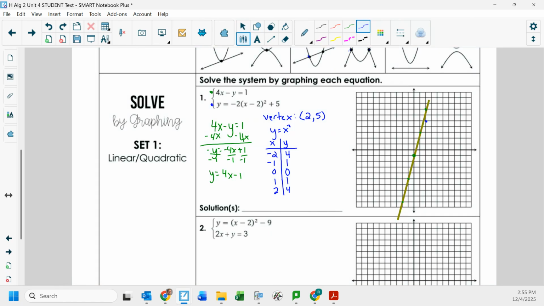All right, now, because we have an a value, this a is -2. Remember, this would mean it is flipped or opens down. And it is also going to be vertically stretched. So to do that, remember we take our y values and multiply them by the a. Our a is, again, in this case, -2. So my new y values would be -8, -2, 0, -2, and -8.